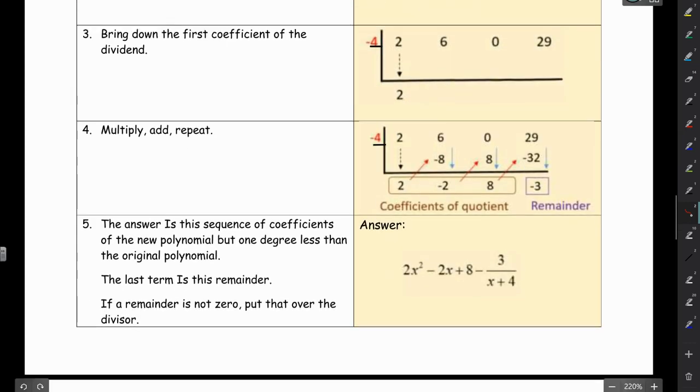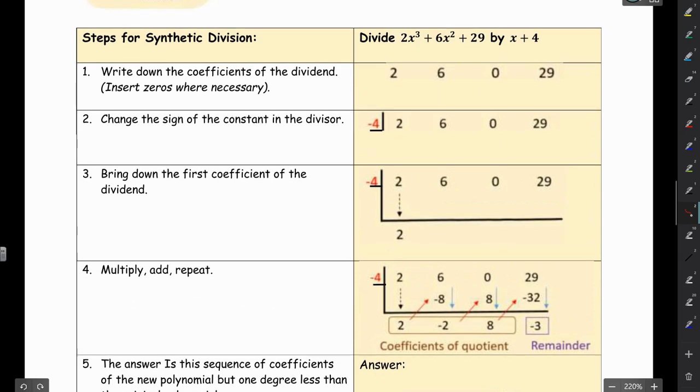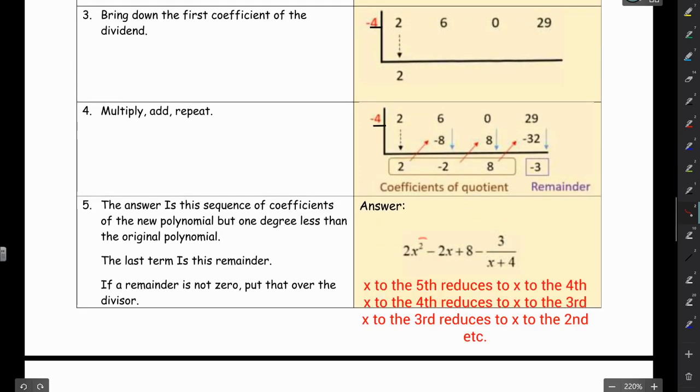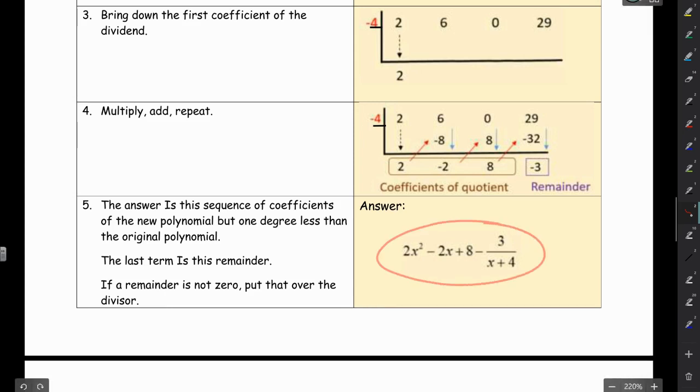The answer is the sequence of coefficients of the new polynomial, but it's going to be 1 degree less than the original polynomial. So this polynomial that we started with was cubic. When we reduce it, we're going to now get a quadratic. The last term would be the remainder. If the remainder is not 0, put that over the divisor. Or you could certainly say remainder negative 3. But usually, when we do these kinds of problems, we'll write it that way.